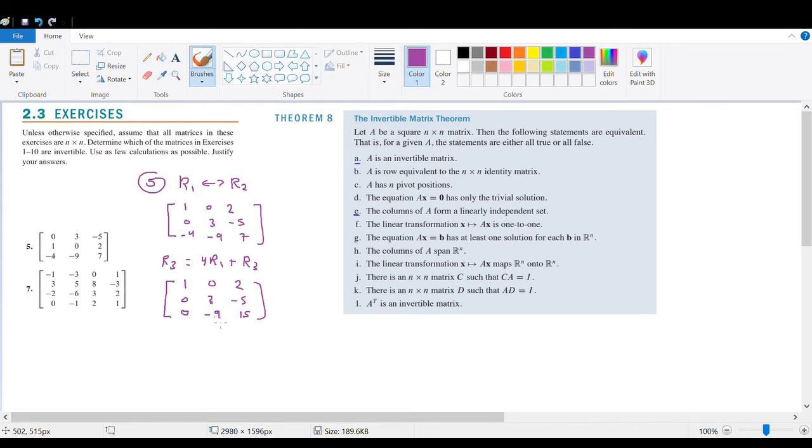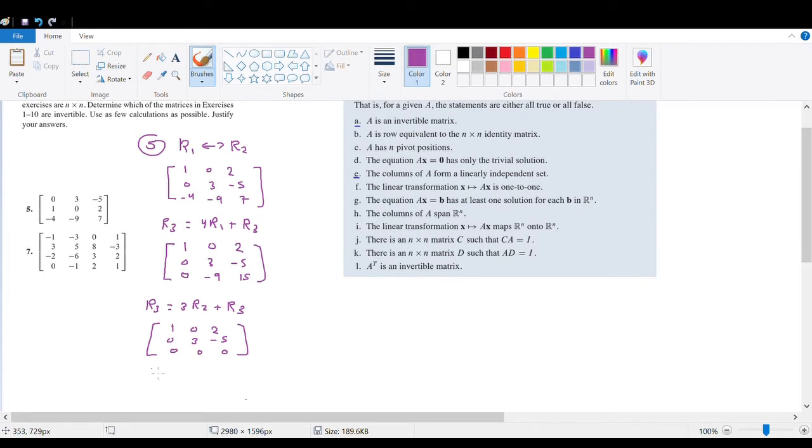So let us make minus 9 to be 0. So row 3 will be equal to 3 row 2 plus row 3. This will give us 1, 0, 2, 0, 3, minus 5, and here we have 0, 0, 0. So now this matrix is a 3 by 3 and we have only 2 pivots. So A does not have a pivot position in every row, that means A is not invertible.